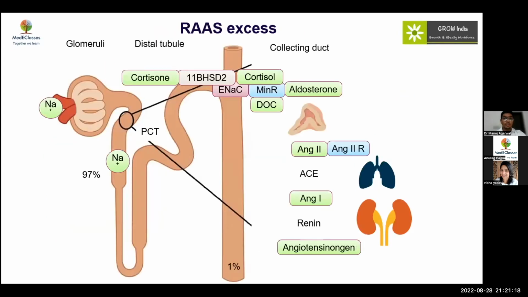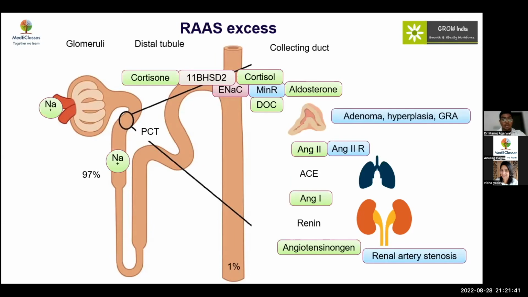So now we will move towards another very important entity, which is RAS excess, which causes chronic persistent hypokalemia. So what are the causes for it? Any cause of RAS activation or RAS excess causes hypokalemia, like renal artery stenosis, which causes hyperreninism, which causes hypokalemia; aldosterone producing tumor like adenoma, hyperplasia, or glucocorticoid remediable aldosteronism, where ACTH is working on the aldosterone, where hypokalemia is more likely.